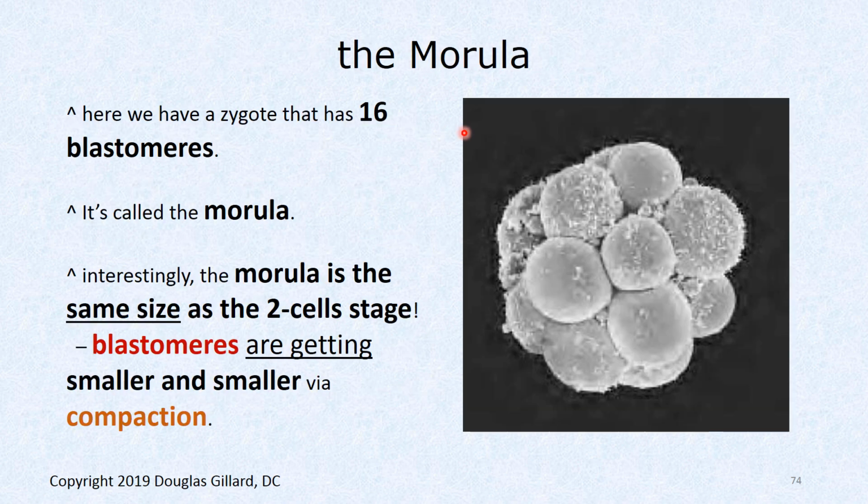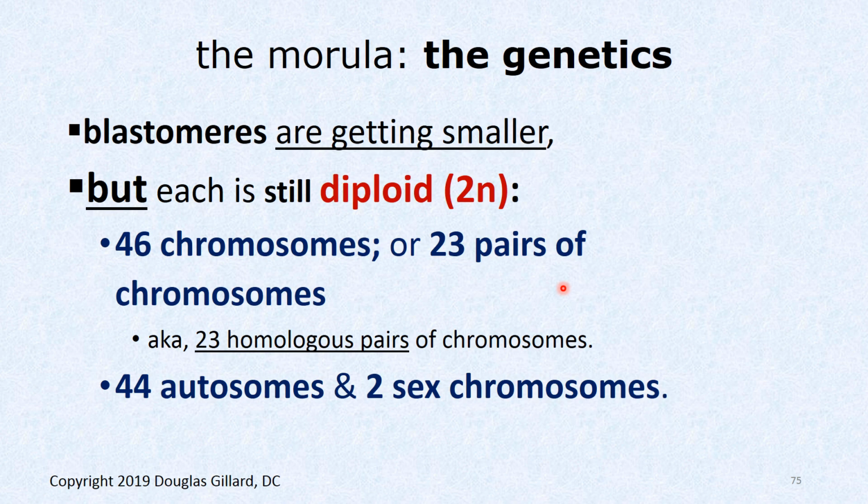And the genetics of the morula: each one of these blastomeres is just like a cell in your skin, the tip of your nose, your liver. That is a normal diploid cell. It has 46 chromosomes. Its diploid number is 2n. And these are continuing to go through the cell cycle. So pretty soon this one's going to split in half. And they're always splitting and growing. So they're still diploid, each blastomere, 46 chromosomes, or some authors say 23 pairs of chromosomes, because you've got one from mom and one from dad. So it's the same. Those are AKAs. 23 pairs is an AKA for 46 chromosomes. If you want to get technical, of the 46 chromosomes, 44 of them are called autosomes, while 2 of them are called the sex chromosomes.